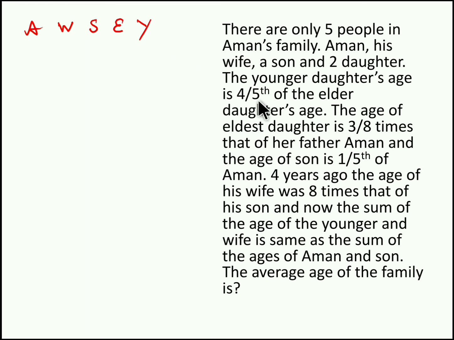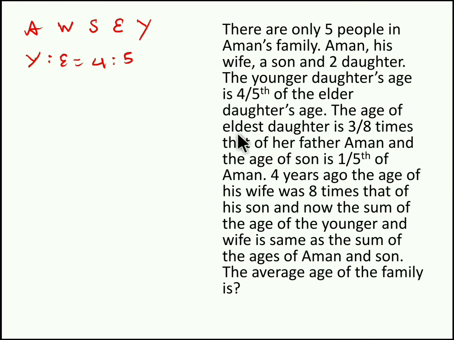The younger daughter's age is 4/5 of the elder daughter's age. See, in 4/5, if 5 is the eldest daughter's age, younger daughter will be 4 parts, right? So we can see the ratio of age of younger daughter and elder daughter is 4:5.